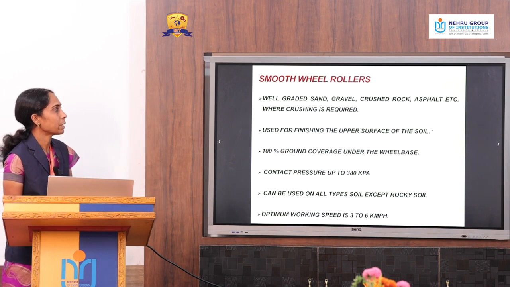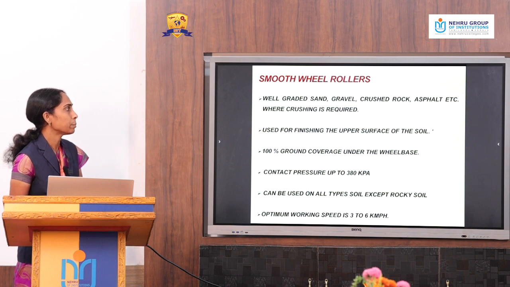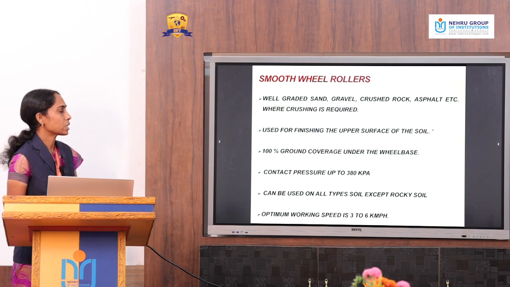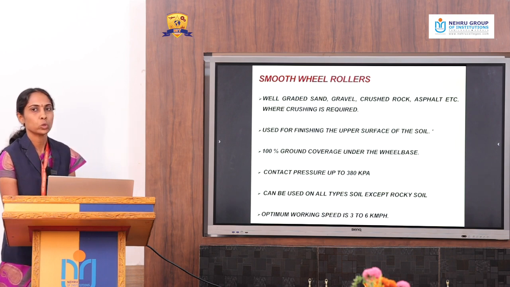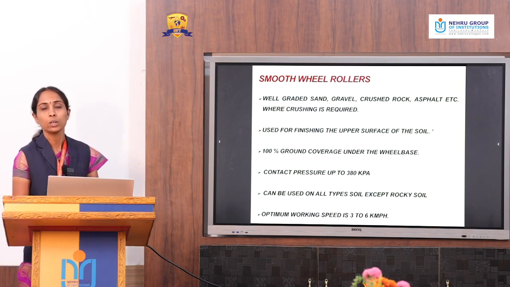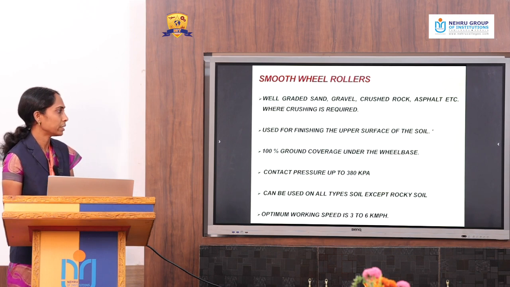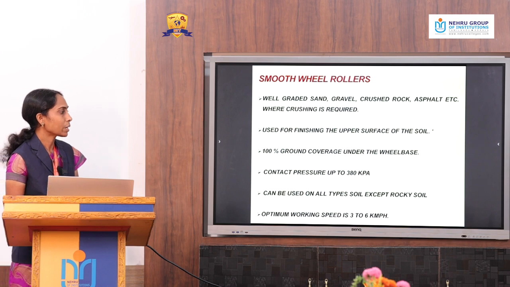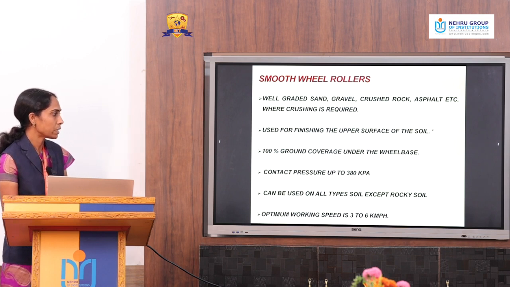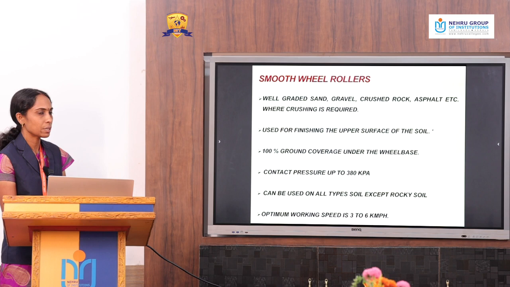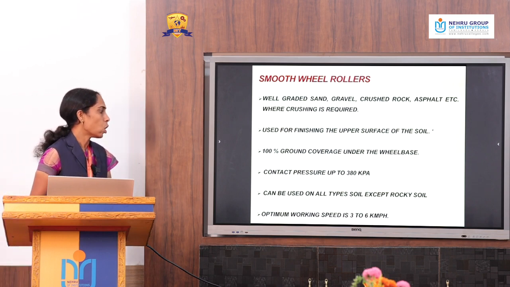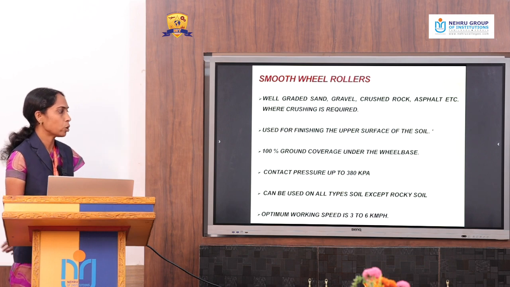Smooth wheel rollers can be used to compact soil such as well-graded sand, gravel, crushed rock and asphalt, where crushing is required, and for finishing the upper surface. This cannot be done for deep compaction; only the upper surface compaction can be completed. 100% ground coverage can be done. The contact pressure on the soil is 380 kilopascal. It can be used for all types of soil except rocky soil, that is hard stratum. Optimum working speed is about 3 to 6 km per hour.